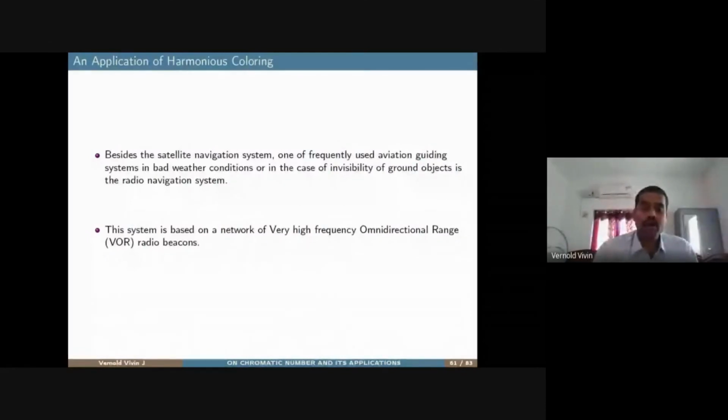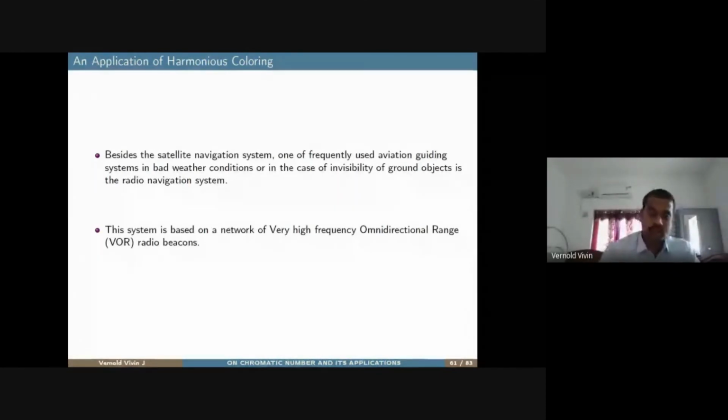So in order to avoid this, there is one application for the harmonious chromatic number. Now the state authorities have decided to install very high frequency omnidirectional range radio beacons. The purpose of these beacons is that they will be passing different frequencies or different altitude directions that will be given and detected by the airplane system, if they fly at the same altitude.